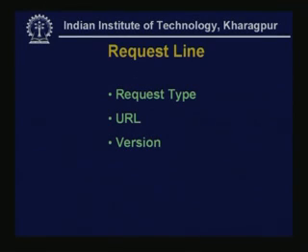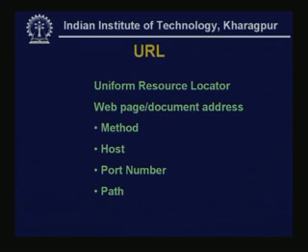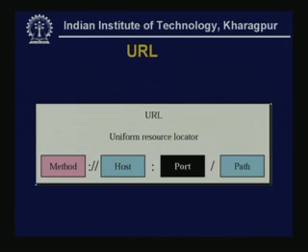Now, the request line consists of the request type, URL and version, as we have already said. Request messages are categorized into several methods. Now, about the URL. The uniform resource locator, which is the web page or document address, indicates a method, the host, the port number and the path. Okay. Let us look at this figure. So, first is the method.